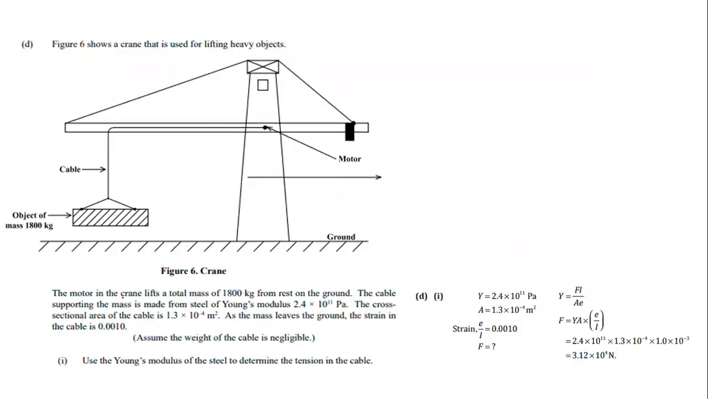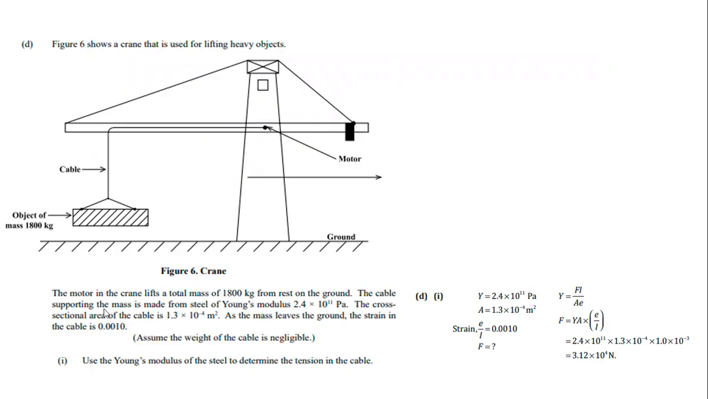All right. Question continues. And it says to us that we have a crane set up here, right? And we see some cable attached to some type of load over here. So now it says that the motor in the crane lifts a mass of 1,800 kilograms, right, from rest on the ground.